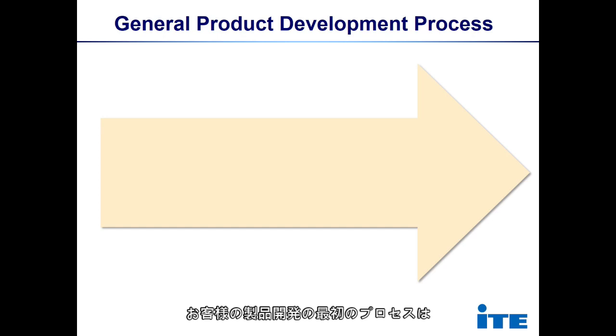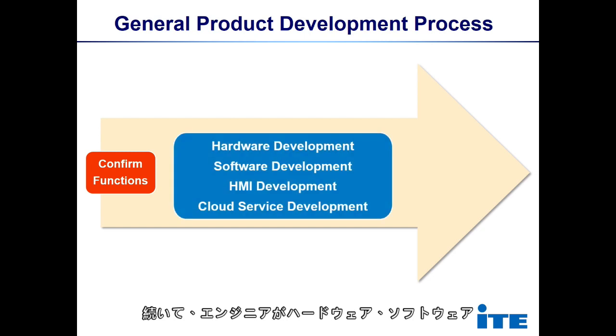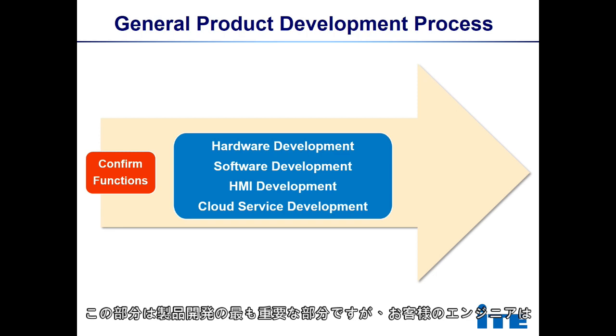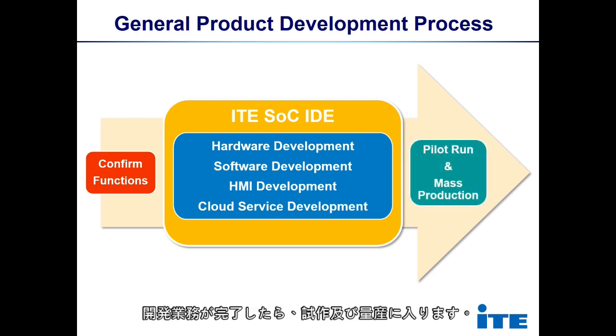Generally, the first step of the product development process is to define the product function spec. Then, engineers will begin the hardware, software, and HMI development. They are the most important part in the process, which can be accomplished with ITE Integrated Development Environment. Once the development is done, we then move on to pilot run and mass production.